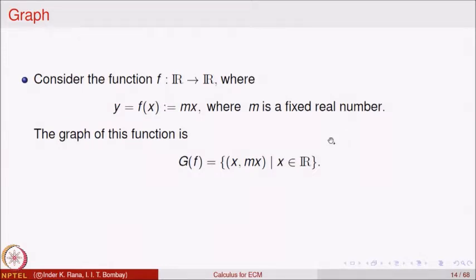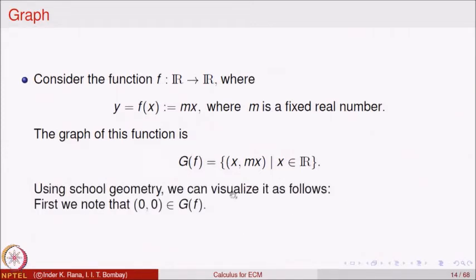Remember, we had done an association. Every ordered pair x comma y was identified with a point on the plane with x axis, y axis as the coordinates x comma y. So, let us try to identify what is this set, the graph of the function f as a set of points on the plane R2. So, for this, let us first observe that for x is equal to 0, mx is equal to 0. So, the point 0 0 belongs to the graph of the function. So, the graph of the function includes the origin.